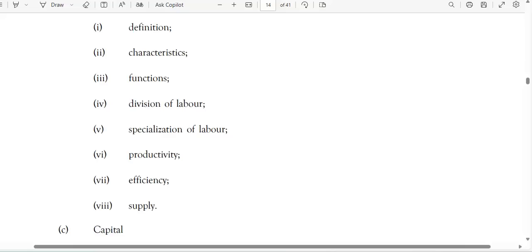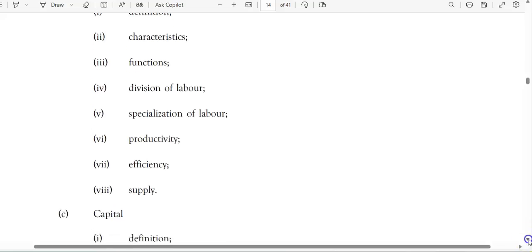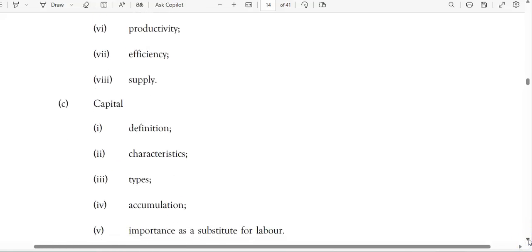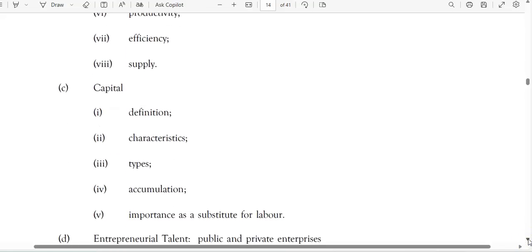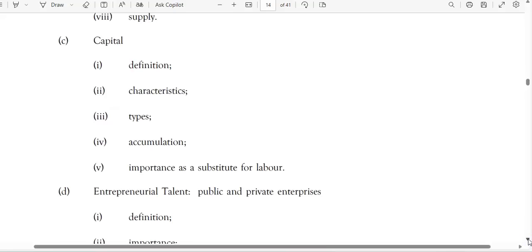All right. Now we're going to look at capital as a factor of production, and we're going to talk about defining capital, characteristics of capital, types of capital, accumulation of capital, importance as a substitute for labor. So as we said before, capital refers to all man-made goods used in the production of other goods and services, including tools, machines, buildings, equipment, etc. Capital is not the same as money alone.